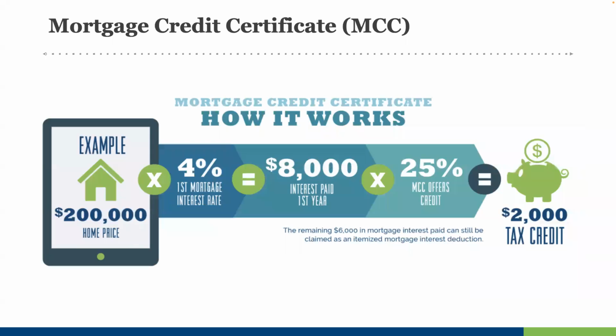So let's look at an example of how MCCs work. Take a $200,000 home. The buyer closes and makes 12 payments in the year. They've paid 4% interest, so $8,000 in interest in that year. The MCC allows you to claim 25% of the mortgage interest paid as a credit, so $2,000 in this example, but the homeowner still gets to claim the rest of the $6,000 of mortgage interest paid as a tax deduction every year.